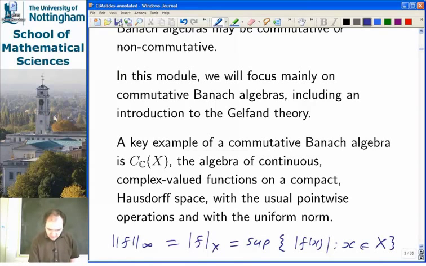So that's our uniform norm, and that makes this into a Banach space, but you can also multiply continuous functions together point-wise. You can add them point-wise, you can multiply them point-wise. And it turns out that that's completely compatible with this norm, and so this becomes one of our favourite examples of a Banach algebra. This and subalgebras of it, because you can take multiplicatively closed linear subspaces of this, and you'll get subalgebras, and they're interesting as well. And as I say, we're focusing on commutative Banach algebras.